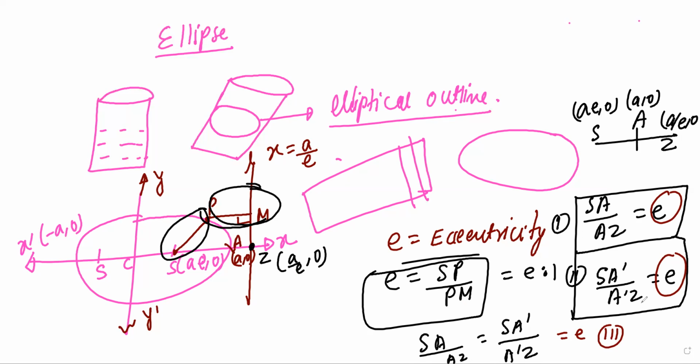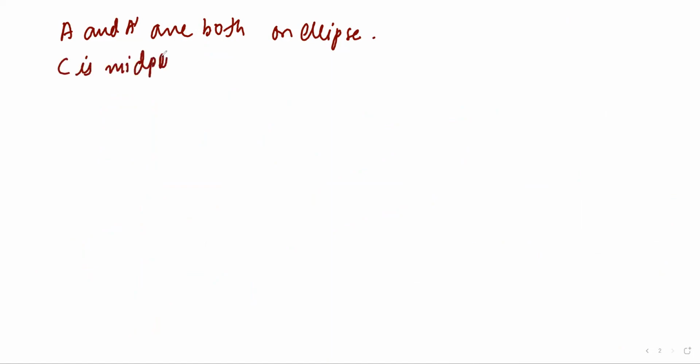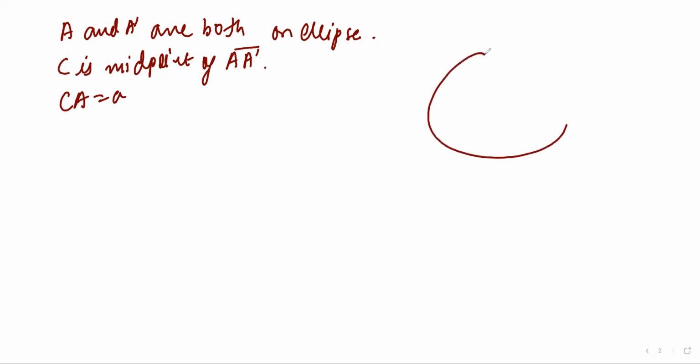A and A dash are both on the ellipse, so C is the midpoint of A and A dash. Let C be the origin and the direction of C A dash be the positive direction. So CA will be equal to a. You can see the diagram in figure number 18.A. You can roughly draw the diagram here also. It is like this.